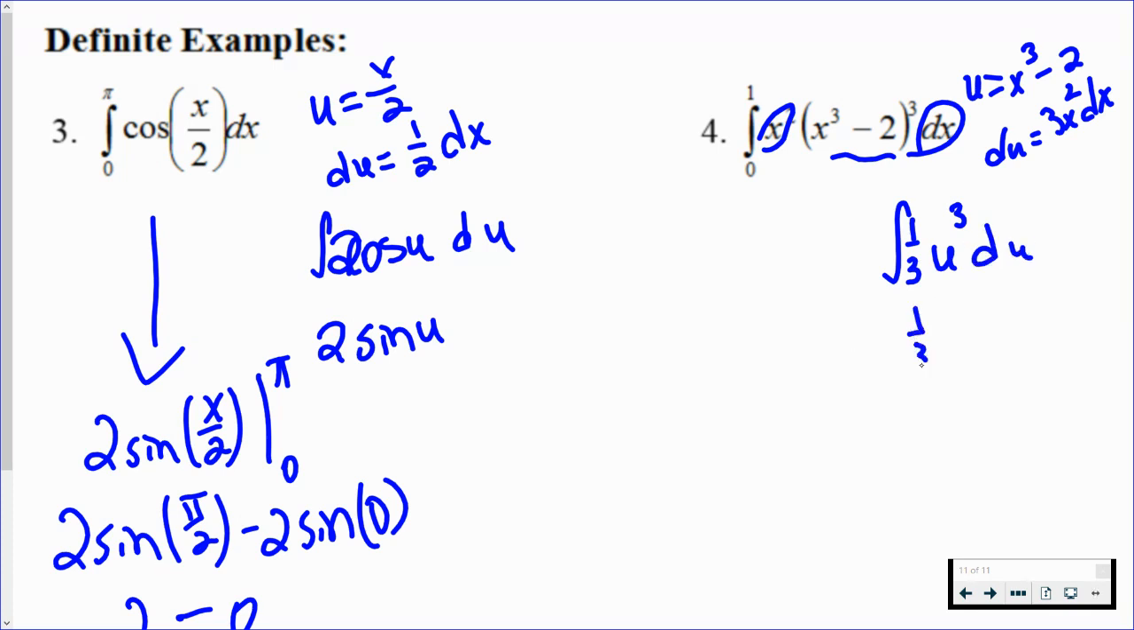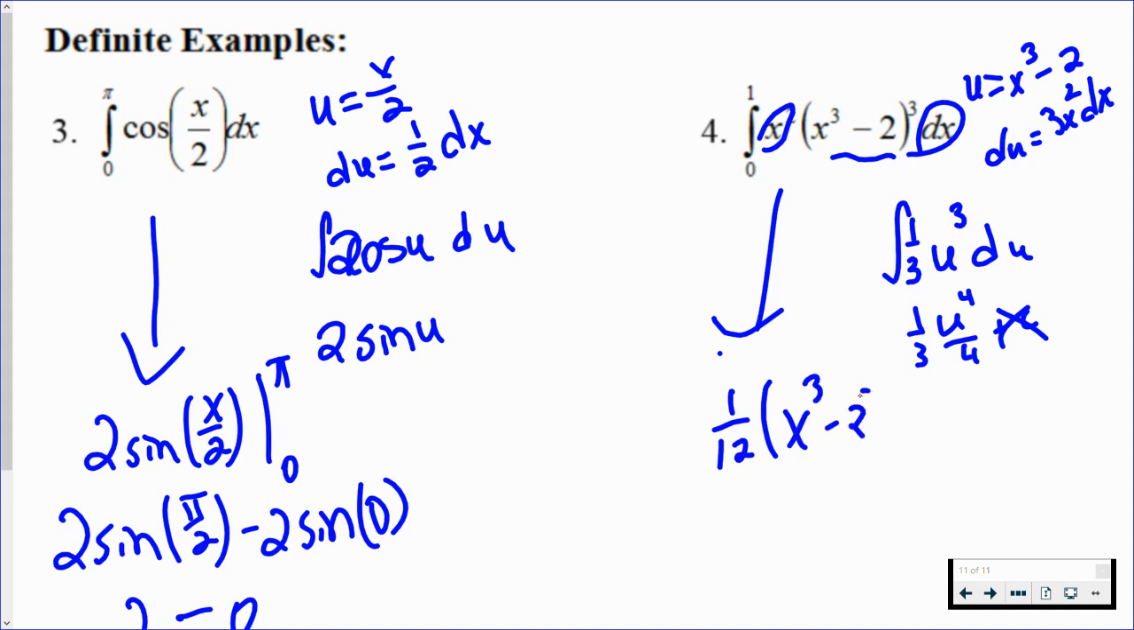Let's take that integral. 1/3 is just a constant. Integral of u cubed is u to the 4th over 4. Okay, we don't need the plus c because we're definite. Let's plug back in. So 1/3 and then 4 is on the bottom, so we'll make that 1/12 times u to the 4th. So x cubed minus 2 to the 4th power. I'm going from 0 to 1.